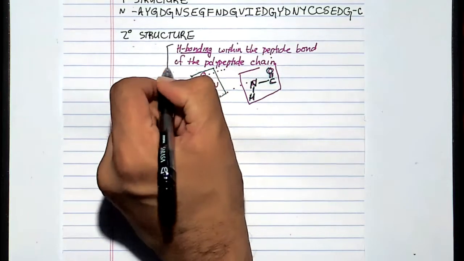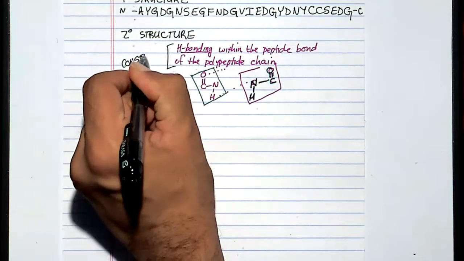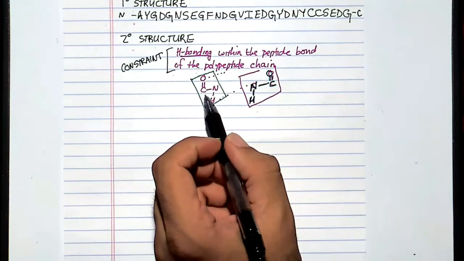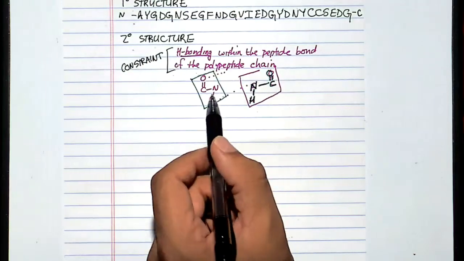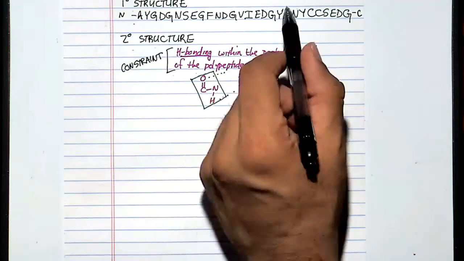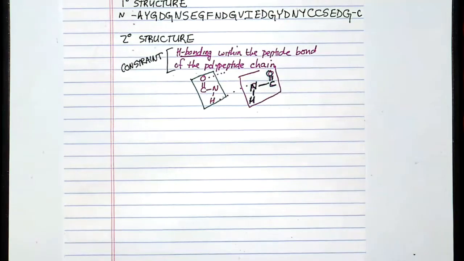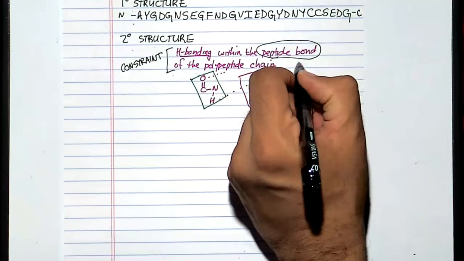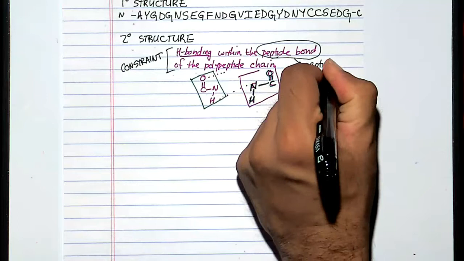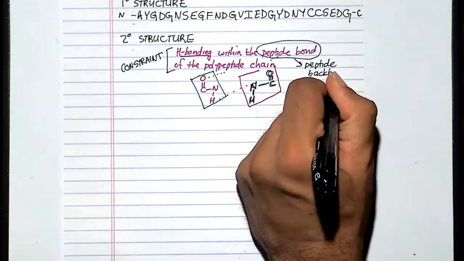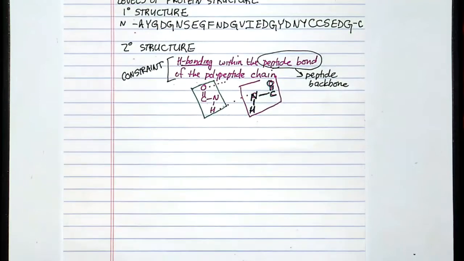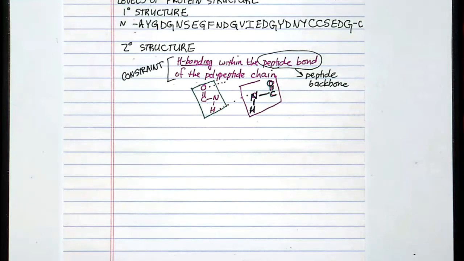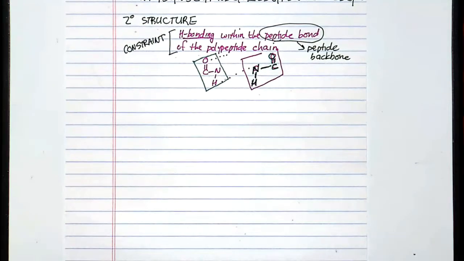Again, notice the constraint. Okay, it's hydrogen bonding within the peptide bond across the polypeptide chain. So here's a peptide bond somewhere in this amino acid sequence, and it forms a hydrogen bond with somewhere else, with another region across the amino acid sequence. So with that constraint of hydrogen bonding only within the peptide bond or within the peptide backbone, okay, remember, this whole thing would have a polypeptide backbone and then side chains coming out in three-dimensional space. So with that constraint, we actually have two types of secondary structures.